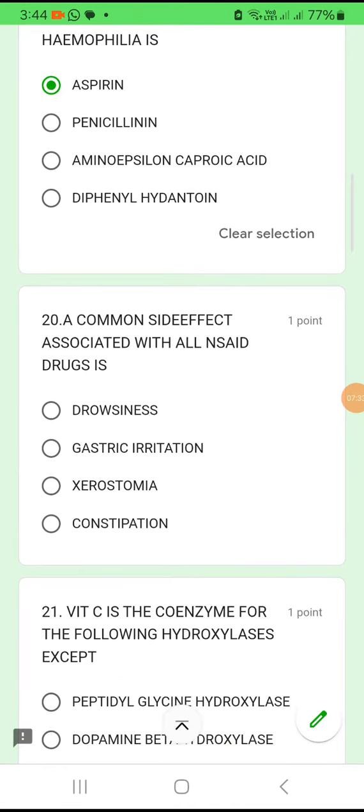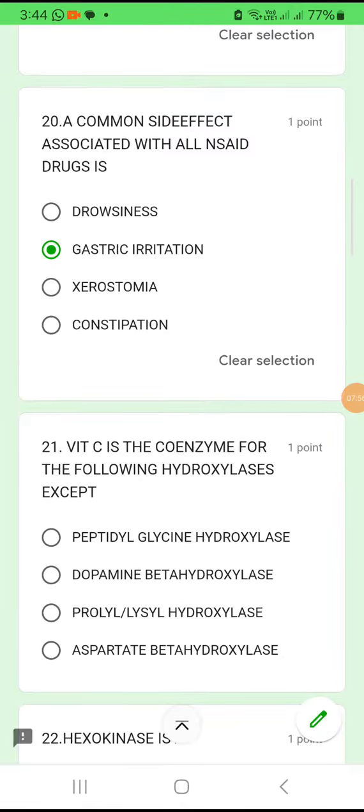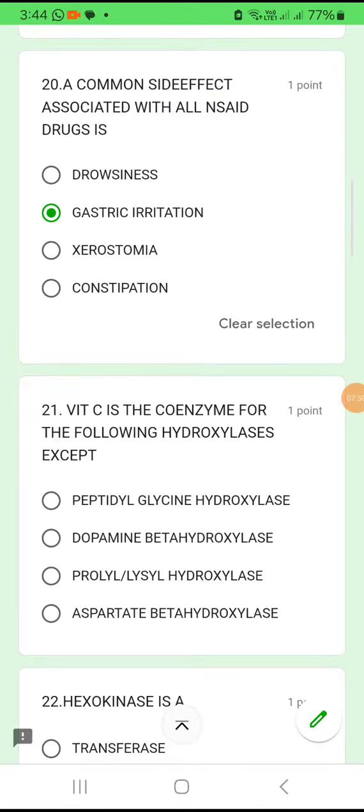Question number 20. A common side effect associated with all of the NSAIDs drug is, so yesterday in model paper 2 we had discussed about antihistamine, side effect of antihistamines. So side effect of antihistamine is what? Drowsiness. Okay, so here they are asking what is the side effect of NSAID? Gastric irritation. Option B.